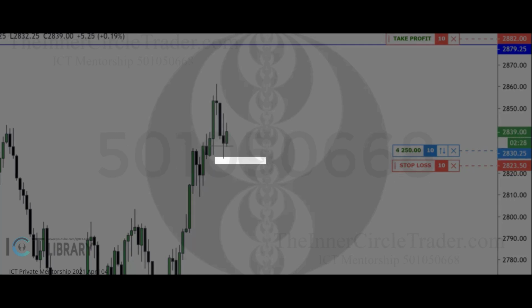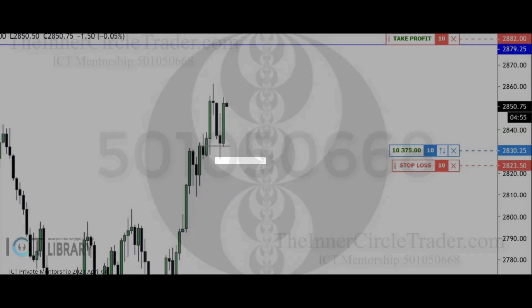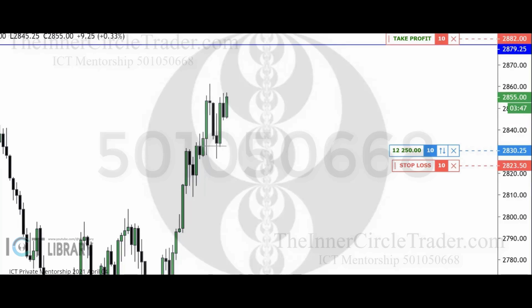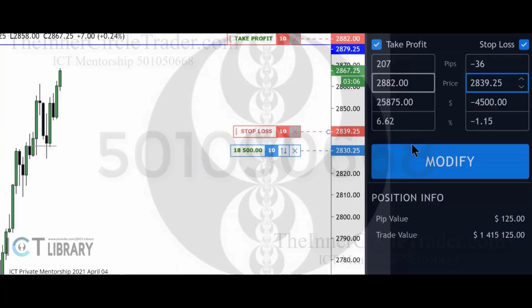The market's coming back down into that bullish order block. The two down close candles here, and has repelled away from that. Now we're going to be reaching up into that 2882 level.